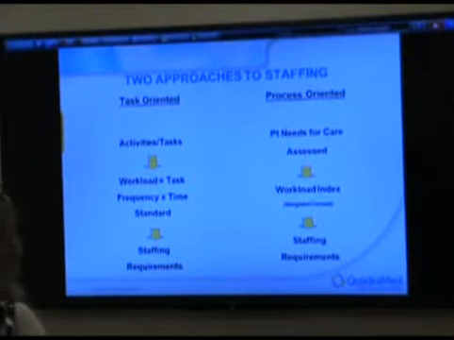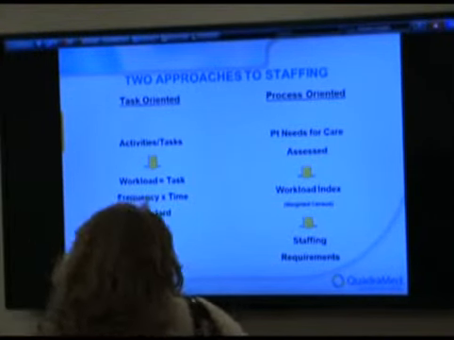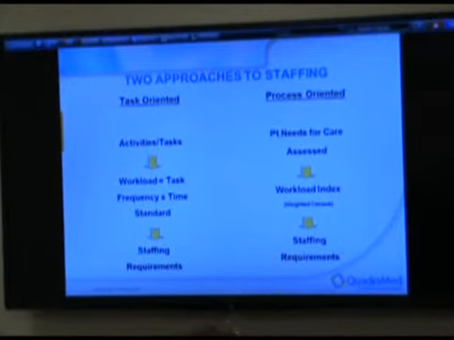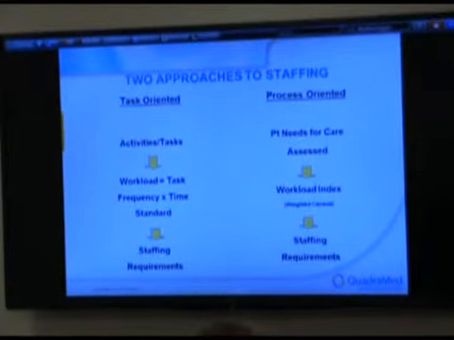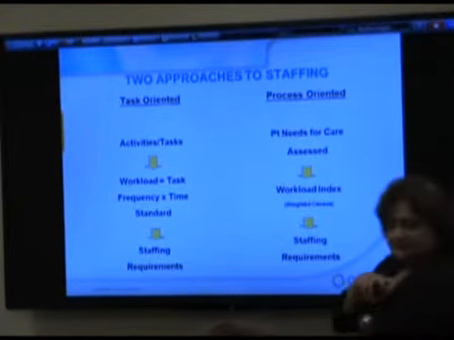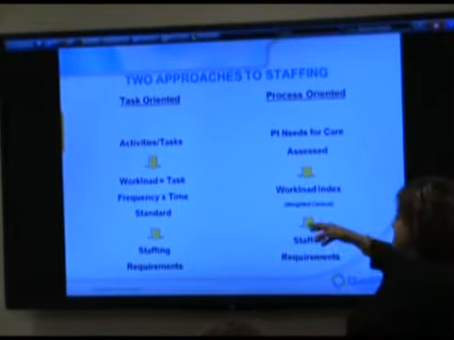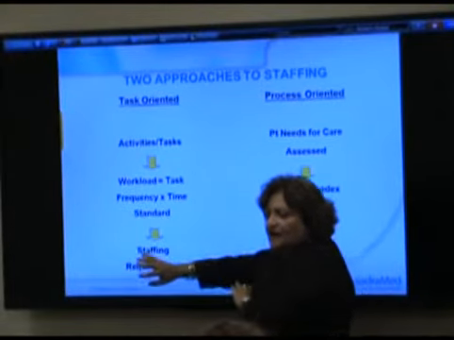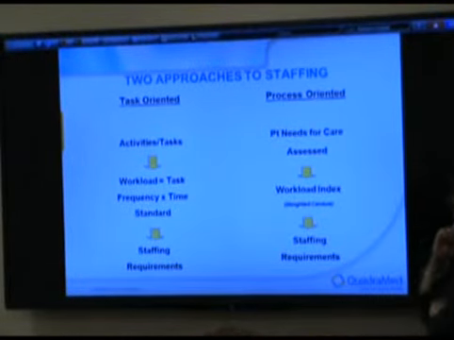So there are two approaches to staffing. One is a task-oriented one, where people would go around and follow nurses and find out what tasks they were doing, and then look at the time that it took to do a task. And based on the frequency and the time, you would get staffing recommendations. Our system looks at what is the need of the patient.